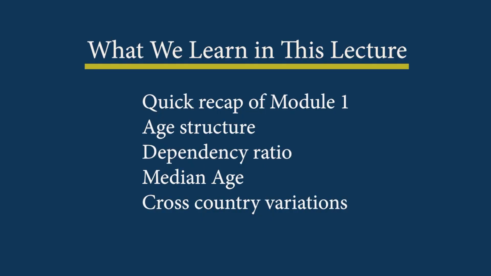So with this complex and nuanced picture, we are going to start this module 2. Now, what do we learn in this lecture? Three main things we are going to learn. We are going to do a quick recap of module 1, what we have already done. And the three main topics for this module are age structure, then dependency ratio, and then median age. With all these, we are going to learn the global picture as well as country-specific issues.